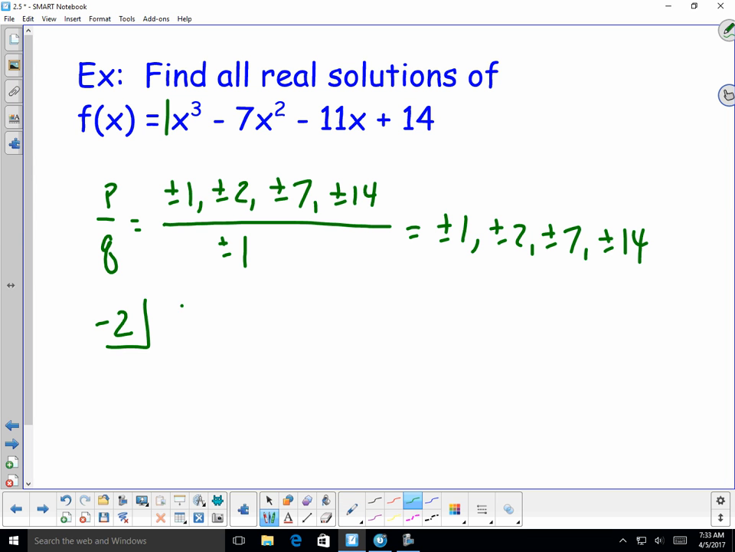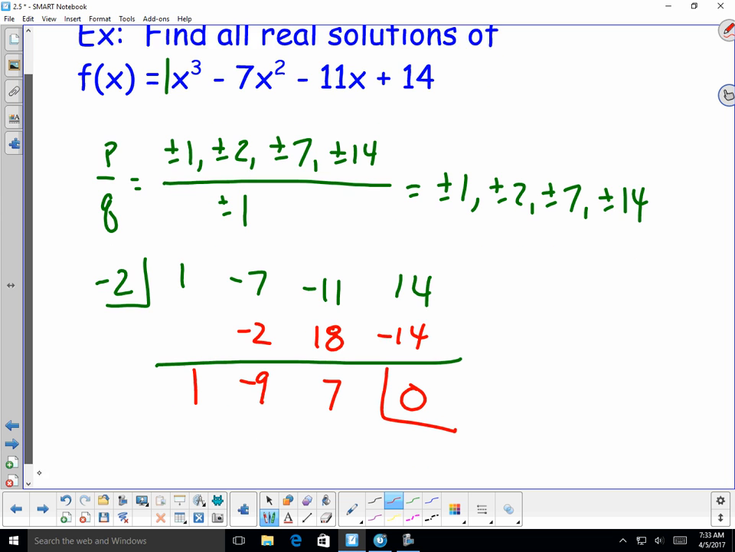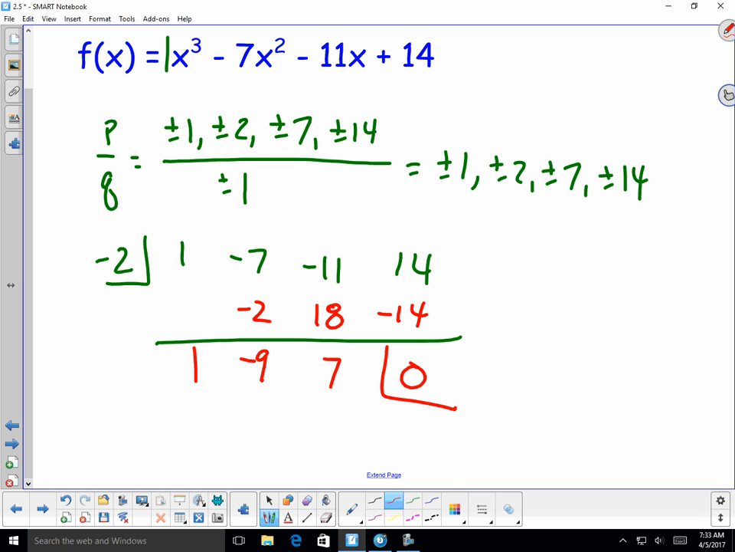And I'm going to put in 1, -7, -11, 14. So I bring down the 1, I multiply, I get -2, that's going to be -9. I'm going to get a positive 18 here. I add and I get 7. I multiply and I get a -14, which is 0. Okay, that leaves me with my function f of x could be written then as x plus 2 as a factor times x squared minus 9x plus 7.